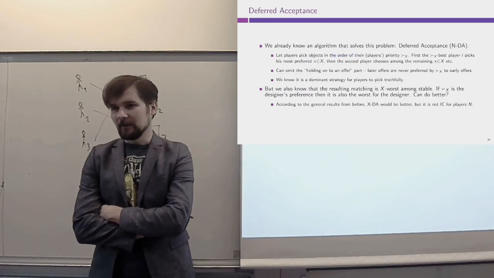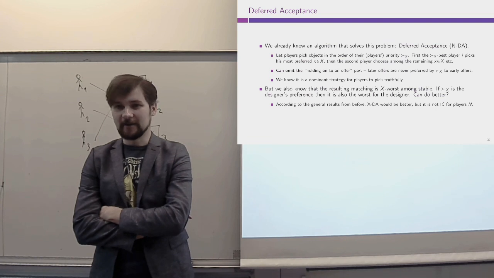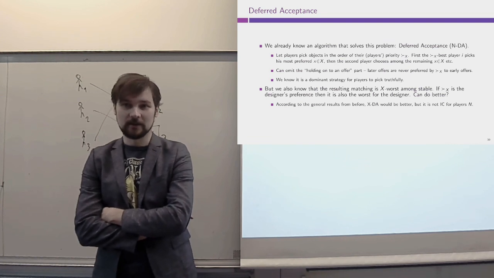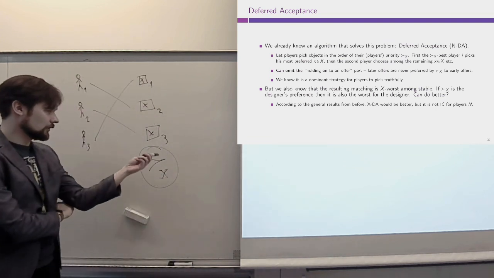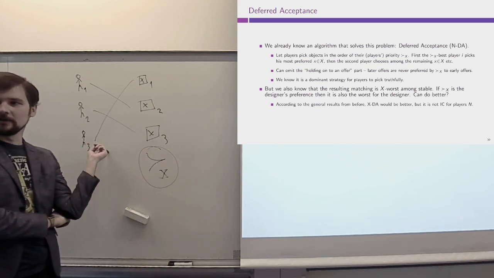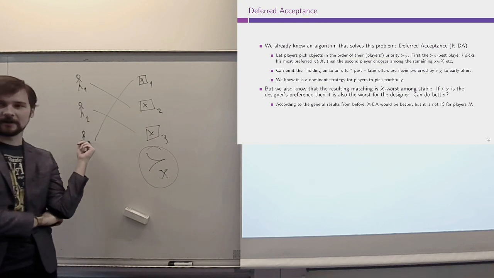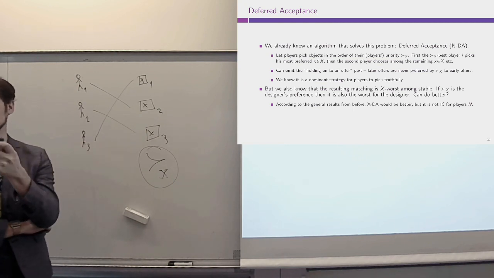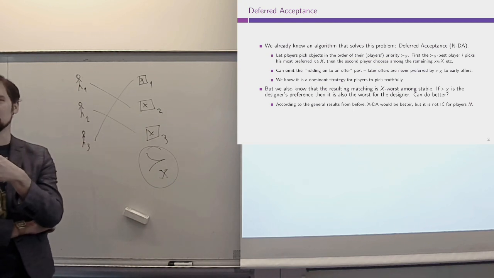In this problem, we can find a very easy solution. In fact, we already know what the solution is. Since we already know preferences of one side of the market, and we only need to extract preferences from the other side of the market, we have a mechanism that does that. And this is the deferred acceptance mechanism.